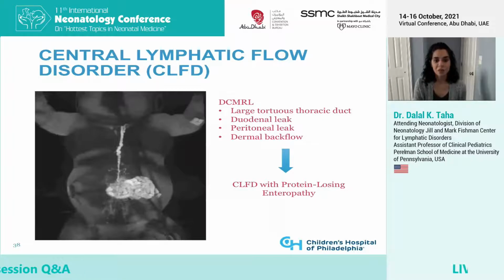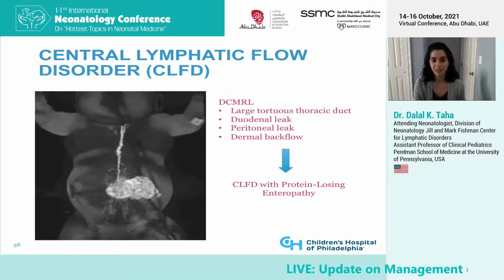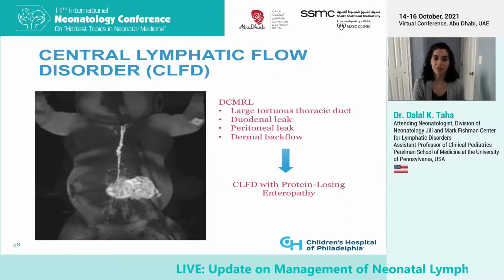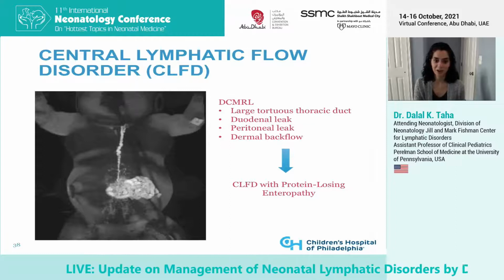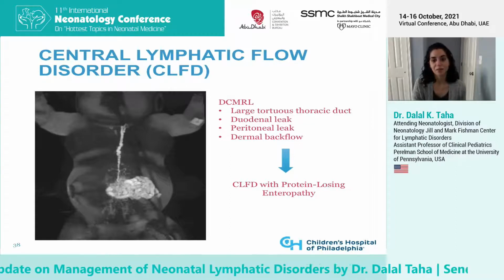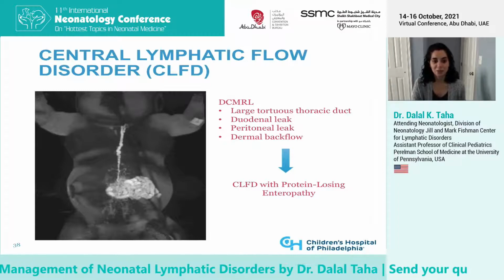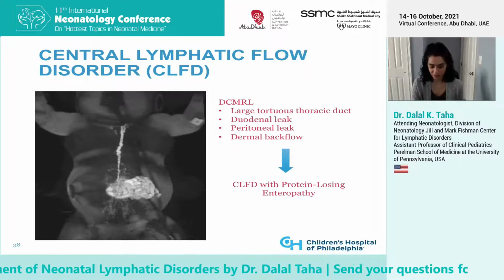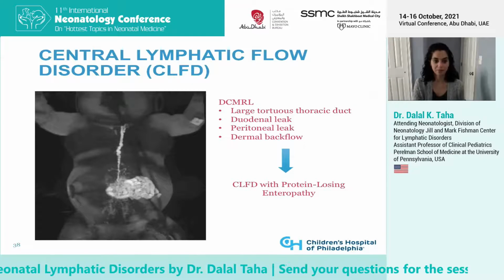Here is an image from his MR lymphangiogram. He had a large and tortuous thoracic duct, as well as a significant amount of contrast accumulating into his duodenum. Other findings were dermal backflow and leakage of contrast into the peritoneal cavity, which you can't see on this specific image. So with these findings, he was diagnosed with CLFD as well as protein-losing enteropathy.